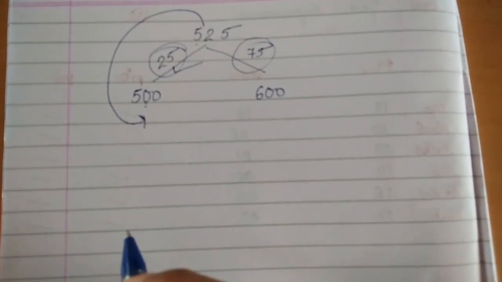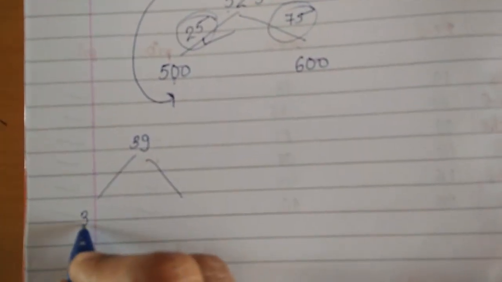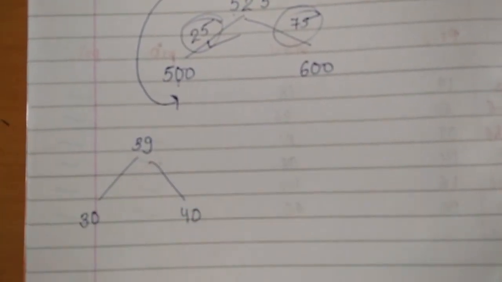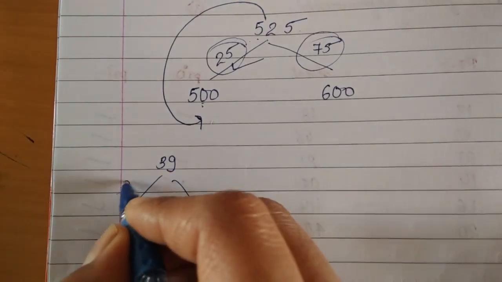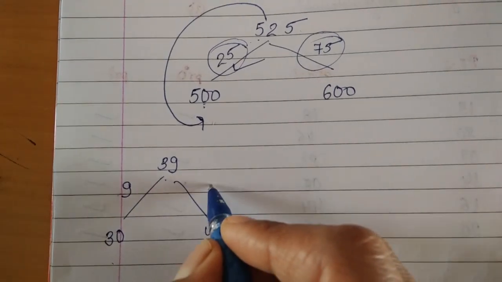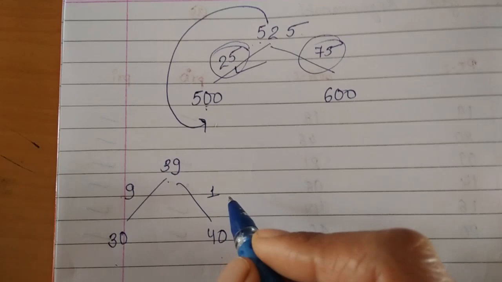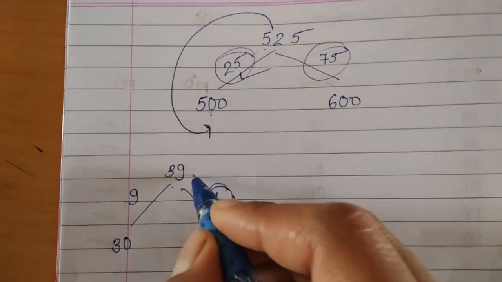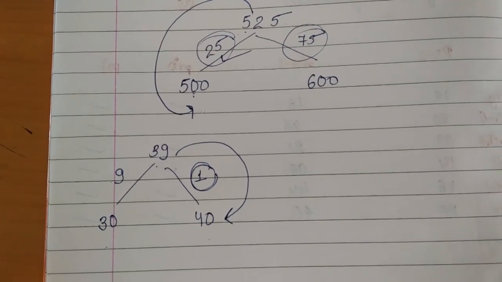Now if we are looking at 39, 39 is coming in between 30 and 40. The gap between 30 and 39 is 9, and the gap between 39 and 40 is 1. So where is the gap less? Here we have less gap. So our 39 will round off to 40.